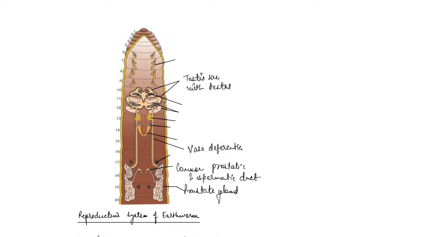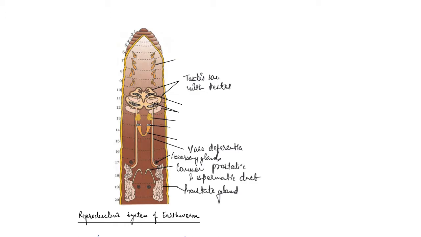Apart from this, there are two pairs of accessory glands as well. So what you see here are accessory glands. You can see two pairs. If you see here, there is one pair here and one pair here. So two pairs of accessory glands are there, right? Now the common prostatic and spermatic duct that we see opens to the exterior by a pair of male genital pores. So you have a pair of male genital pores, right? And that pore is present on the ventrolateral side of the 18th segment, right?